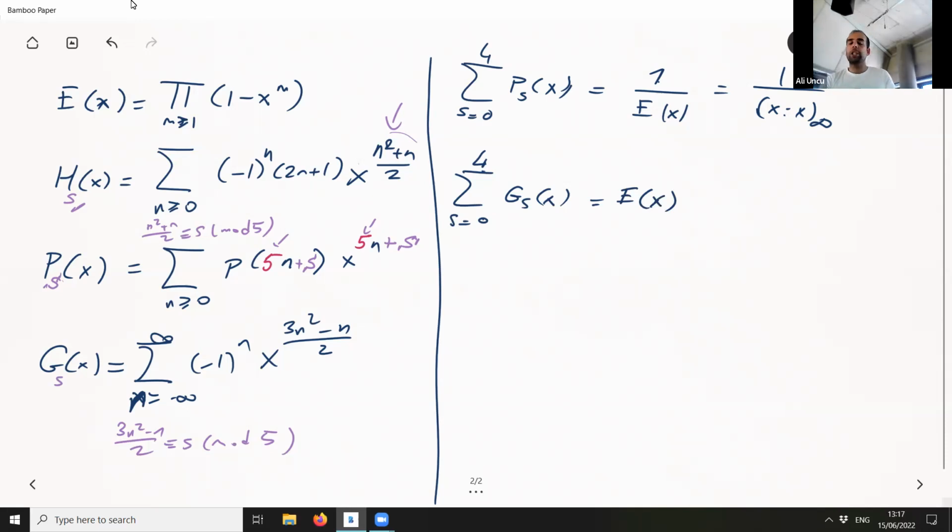If you were to sum up these H_s functions together, no new ingredient yet. This is again the cube that we know the formula for. So it is E of x, but with a cube.